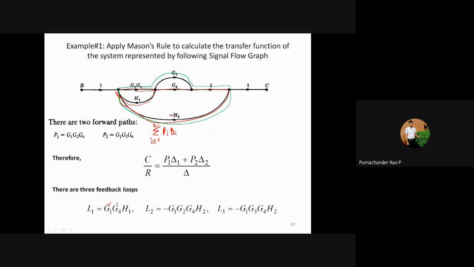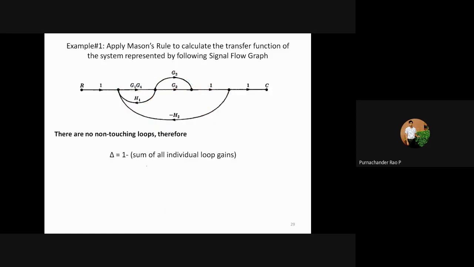Then after getting the loops, you search for two non-touching loops. So are L1 and L2 touching each other or not? Okay, so L1, L2 is touching each other, and L1, L3 is also touching each other, and next L2, L3 is also touching each other. And therefore, there is no possibility of two non-touching loops.